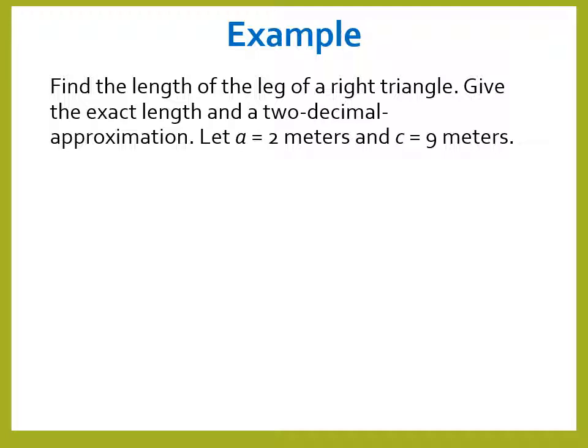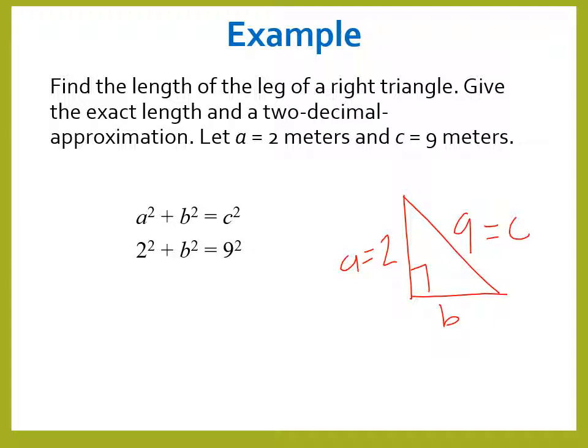It says find the length of the leg of a right triangle, and it wants us to give the exact length and a 2 decimal approximation. So that means I have a right triangle, and I know that one leg is 2. I don't know my other leg, and I know that my hypotenuse is 9. So this is my C, this is my A. So I'm going to plug them in. I'm going to simplify, get my variable by itself, and then take the square root. So I now know that B equals the square root of 77, which is approximately 8.77 inches.